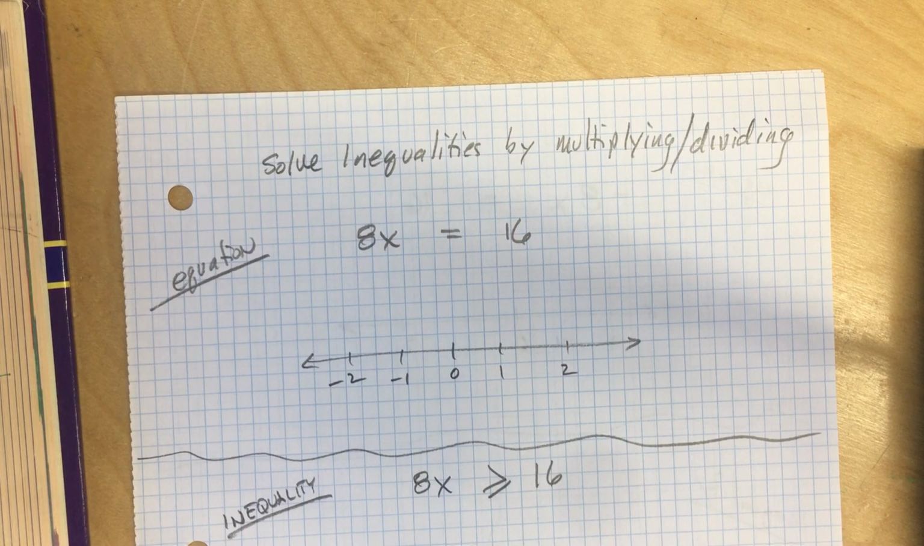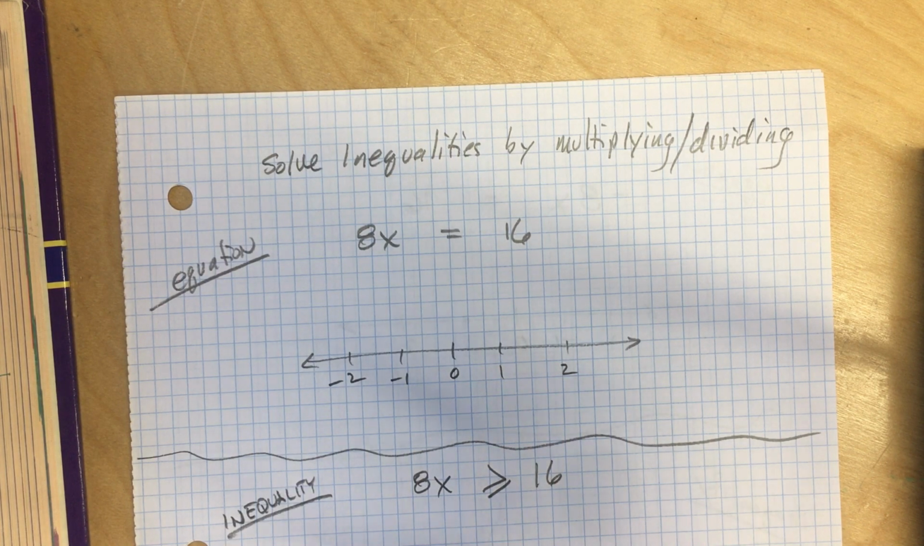We are going to solve inequalities by multiplying and dividing. This is the trickiest part of inequalities because of the impact of negative numbers. And it's very tricky, so I'm going to show you how to do it.